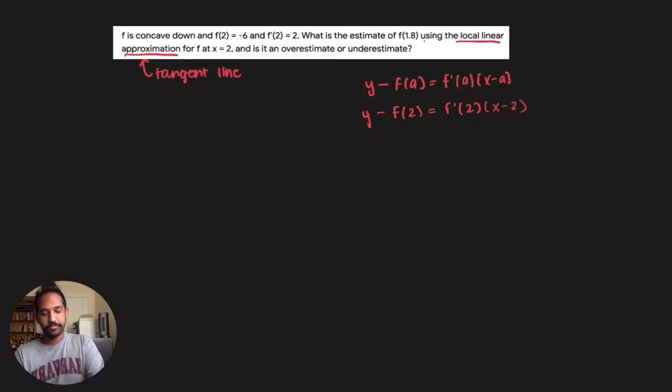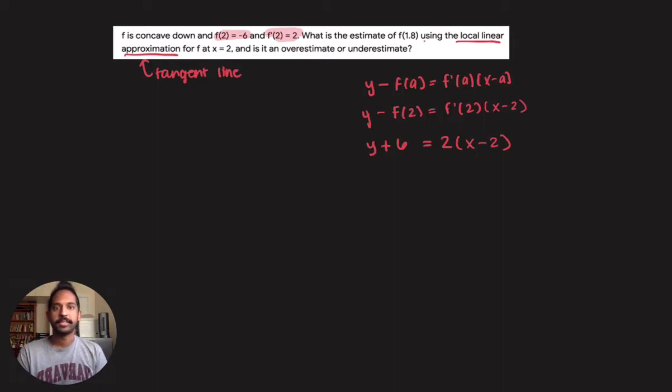And we know f of 2 from the question is -6 and f prime of 2 is 2. And so y minus -6, so y plus 6, equals 2 times x minus 2. All right, so now we have an equation.